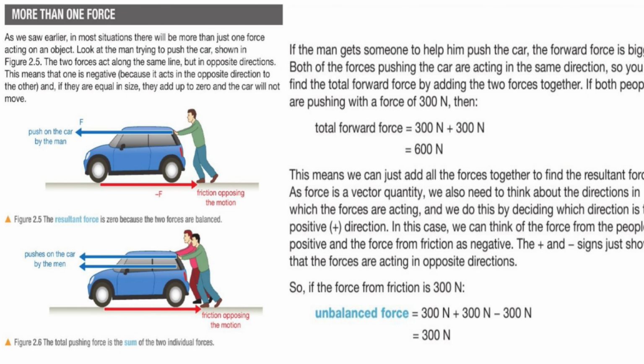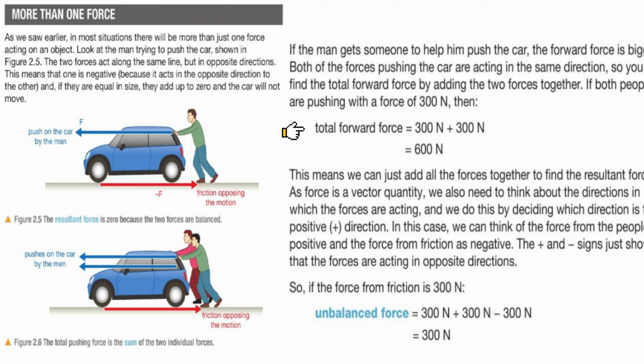So let's see how forces really work. In this figure, a man is pushing a car. The car is moving forward, but there is a force acting in the opposite direction, which is known as friction. We will know about that a little bit later. But when two people are pushing the same car, the car is moving faster. If the man gets someone to help him push the car, the forward force is bigger. Both the forces pushing the car are acting in the same direction. So you find the total forward force by adding the two forces together.